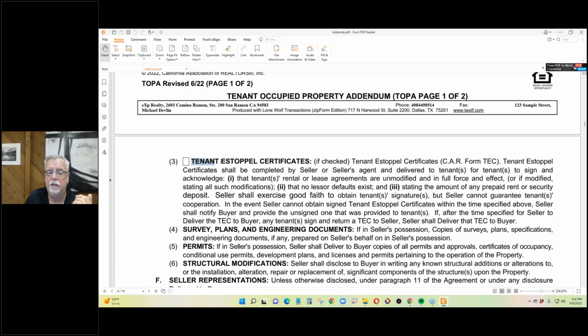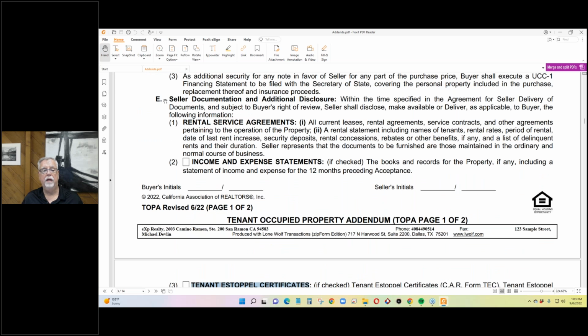You should also check the box for a tenant estoppel certificate. What the tenant estoppel certificate is, it's a form that the tenant is going to fill out answering questions about the security deposit, lease, and what money they have to spend. Are they paying for garbage, electrical, that sort of thing. Now, the reason why this is important is, let's say the lease says the tenant is paying $4,500 a month. That's what the lease says, right? And up here, the seller is going to give you copies of all current leases. The lease says $4,500 a month.